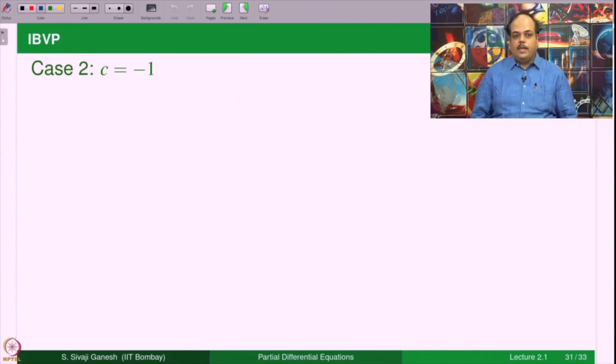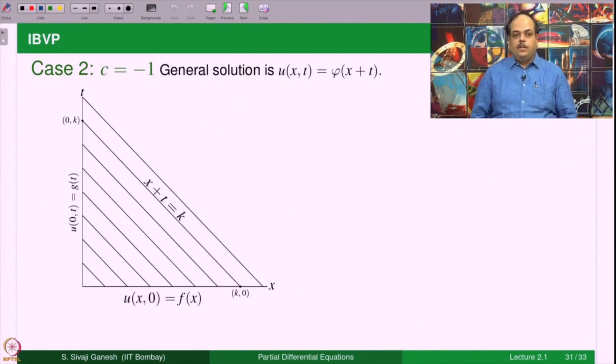Now, the case c equal to minus 1 is totally different. Now, the line is x plus t equal to constant. This line touches both the boundary as well as the initial data. And once again the solution must be constant on this line. Therefore, this line touches at (k, 0), so the value on this line should be f(k), and it touches the boundary at (0, k), so the solution must be g(k). So, on this line the solution is both f(k) and g(k). What if f(k) is not equal to g(k)? There is a problem.